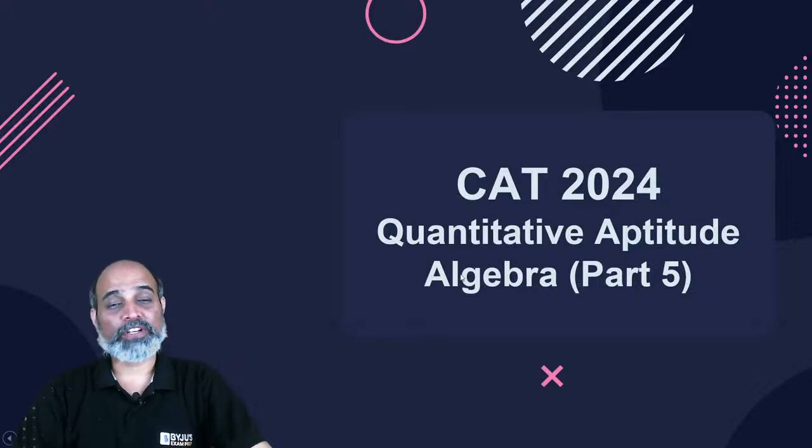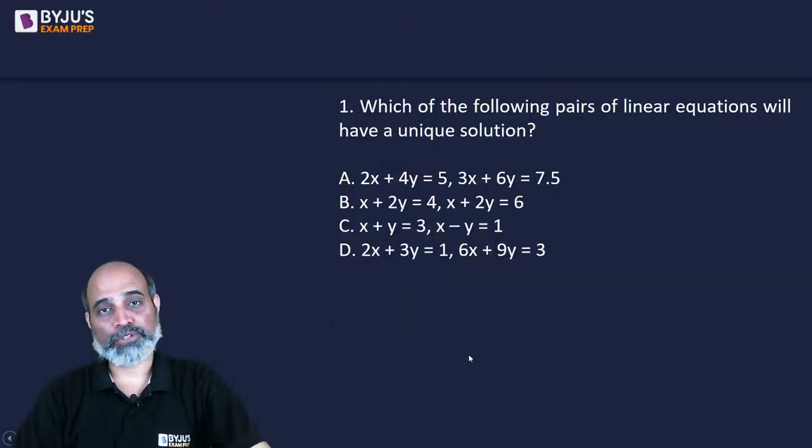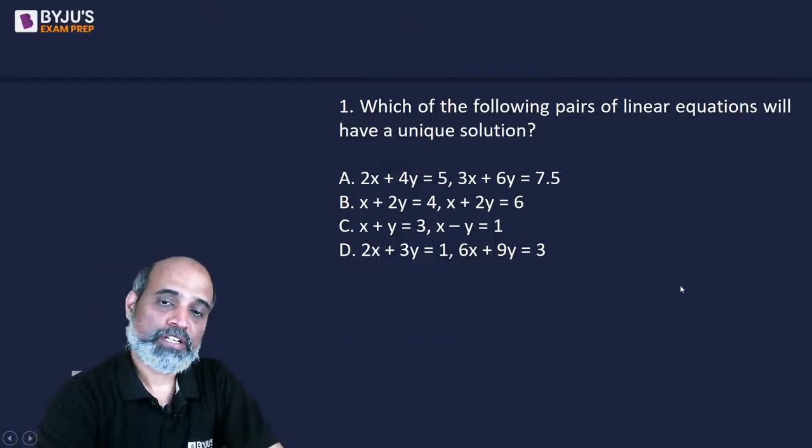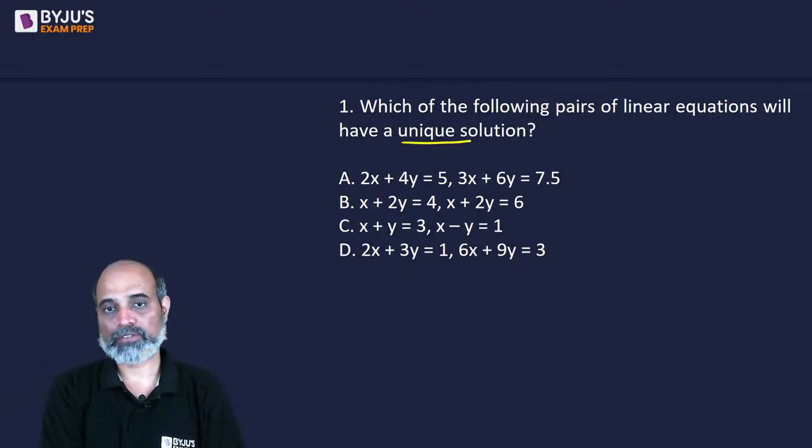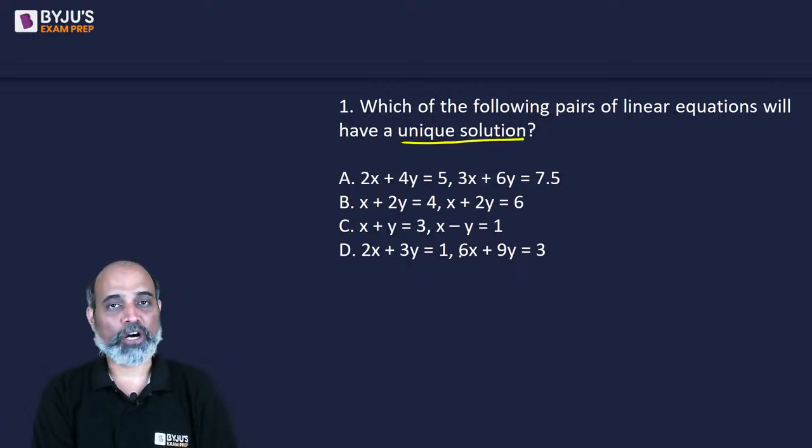So without wasting any time, let's begin with our first question of the day. First question is, which of the following pairs of linear equations will have a unique solution? If you look at the options, each option has two equations. They both are linear equations in two variables.